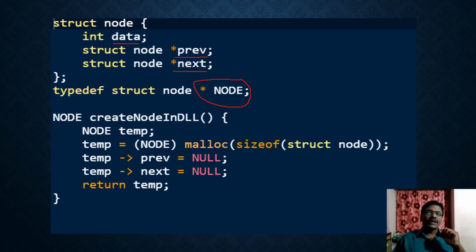Now create node in double linked list. Call the function. In that, node temp means create a temp variable, then allocate the memory to temp. In the same way, temp previous and temp next are allocated the null values, and return temp. After that, return the allocated memory.